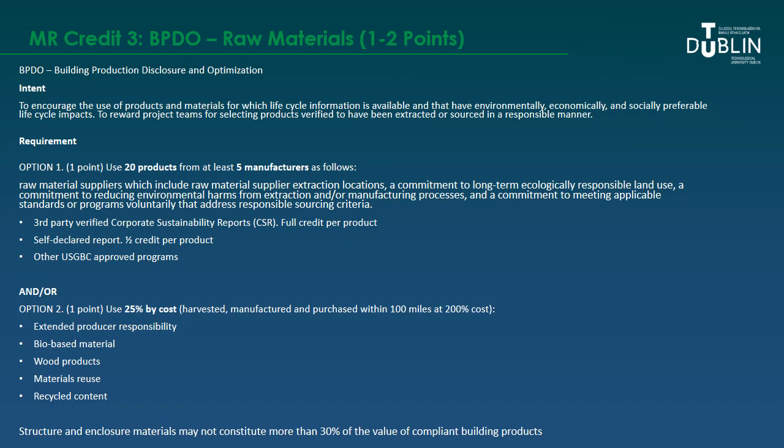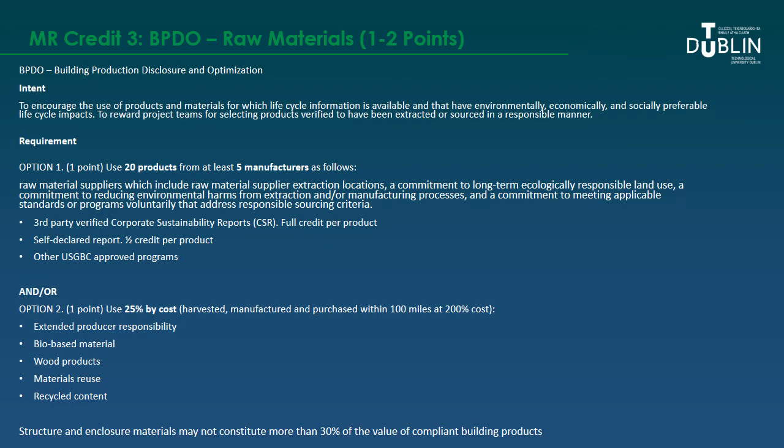And you get points if you select products that have been verified to have been extracted or sourced in a responsible way. In a similar setup, you need to use 20 products from at least 5 manufacturers that have raw material suppliers where the locations are given. They've given a commitment to long-term ecological responsible land use. They have a commitment to reduce harm from extraction or the processes, and to meet applicable standards that look at responsible sourcing.